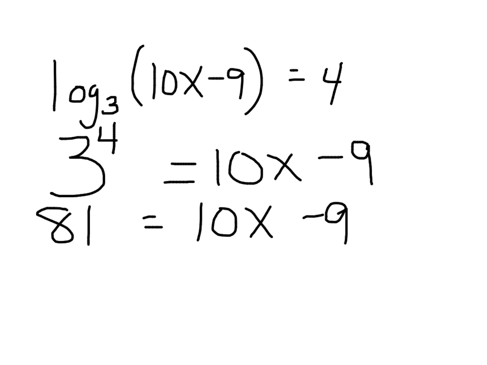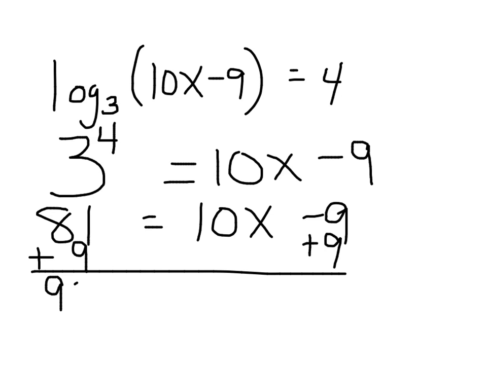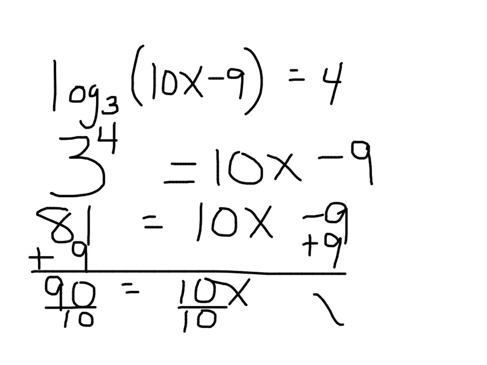Now, how do I keep going and solving for x? Add 9. What's 81 plus 9? 90 equals 10x. Divide by 10. 90 divided by 10 is 9. Done. What do you guys think so far? Not too terrible? Awesome.